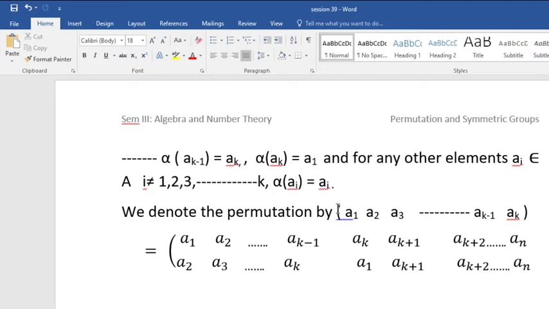We denote the permutation this way. It is understood that the image of a1 is a2, the image of a2 is a3, similarly the image of a(k-1) is ak. Except for all these elements, the remaining elements map to themselves. That means the image of a(k+1) is a(k+1), a(k+2) is a(k+2), and an's image is an only.